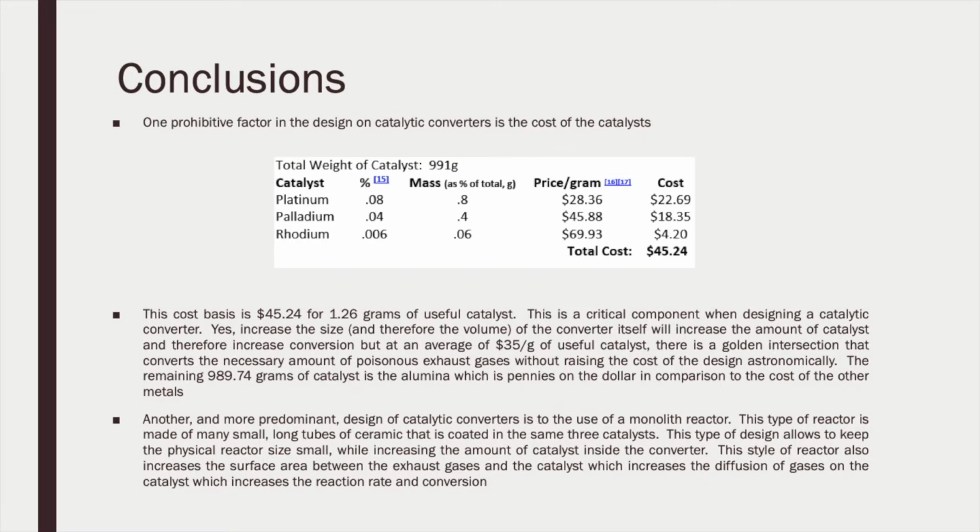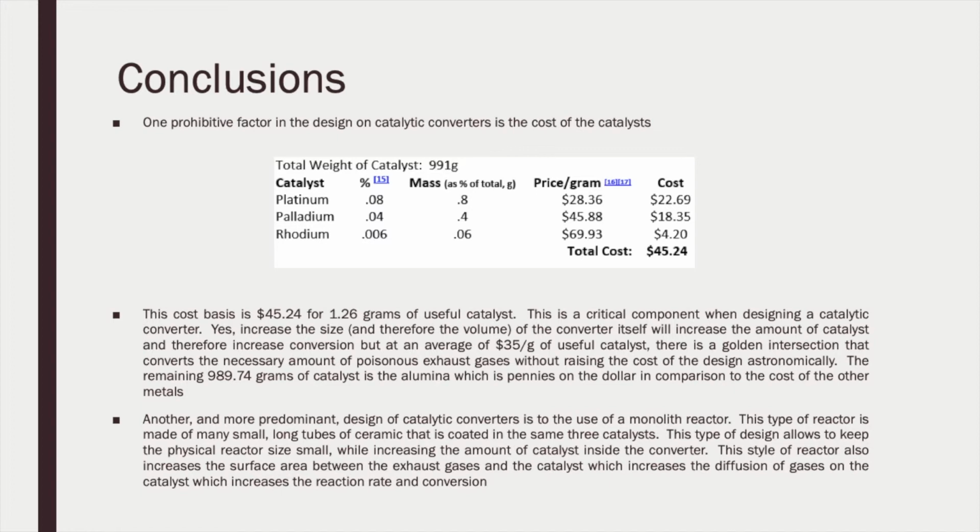Finally, our conclusions. The cost of catalyst should be considered in the design process. In this table, you can see here the average cost per gram of specified catalyst. It costs $45.24 for 1.26 grams of useful catalyst. Increasing the volume of the converter will increase the amount of catalyst needed and therefore increase the conversion. $35 per gram of catalyst is standard to convert the necessary amount of poisonous exhaust gases. The remaining 989.74 grams of catalyst is aluminum, which is very low in cost.